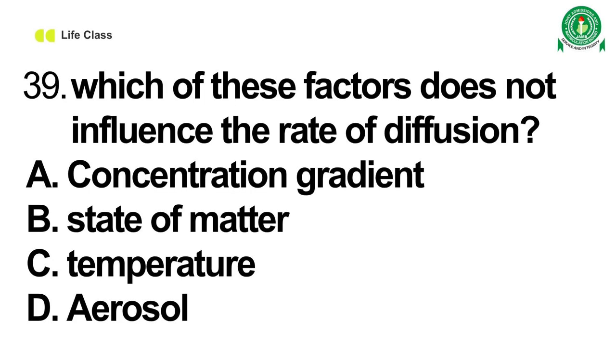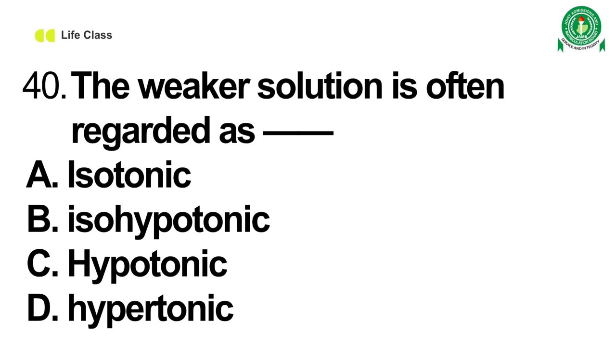Which of these factors does not influence the rate of diffusion? A, concentration gradient, B, state of matter, C, temperature, D, aerosols. So options A, B, and C all are factors that influence the rate of diffusion. However, option D, which is aerosols, is the correct answer because it does not influence the rate of diffusion. And the last question for this series is question 40. The weaker solution is often regarded as A, isotonic, B, isohypotonic, C, hypotonic solution, D, hypertonic solution. So the correct answer here is hypotonic solution.